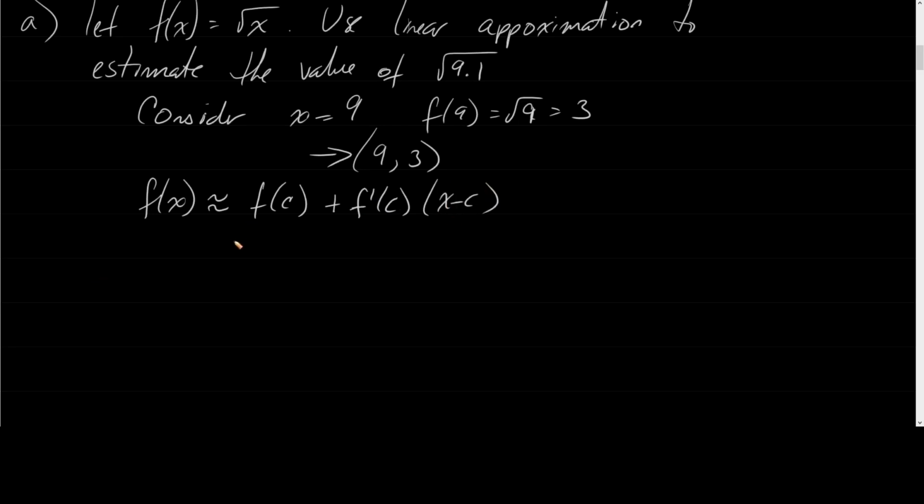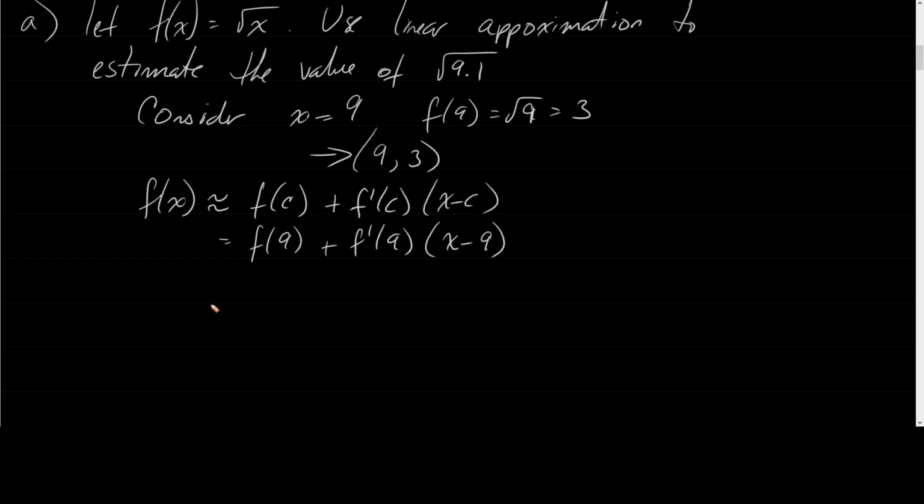All right, so what does that give us? That gives us now, well, f of c, that's the y value. So let's write it this way: f of 9 plus f prime of 9 times x minus 9, right? Our x value is 9, that's why I plugged that in there.